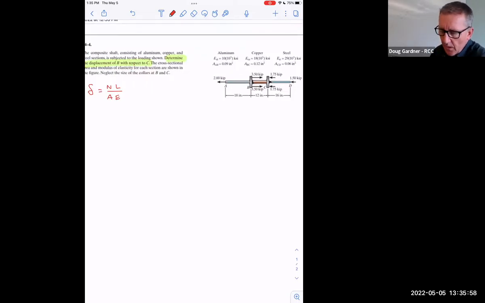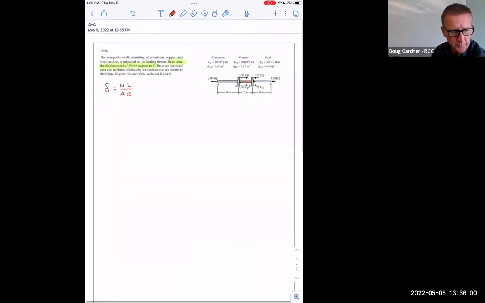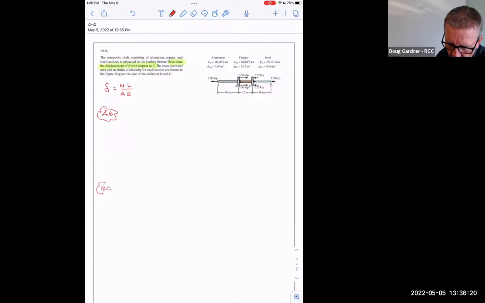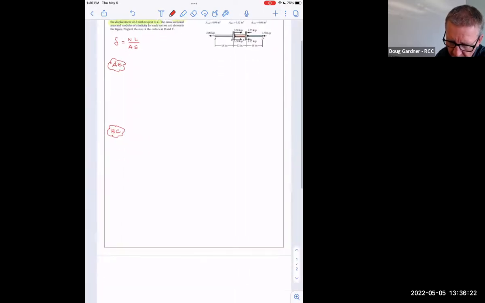So let's just play with this and see if we can get it right. Just to highlight this, notice it's got A, B, B, C, C, D. So I'm going to say A to B, I've got to look at that. I've also got to look at from B to C. Again, because they're all different materials, I've got to think about this.